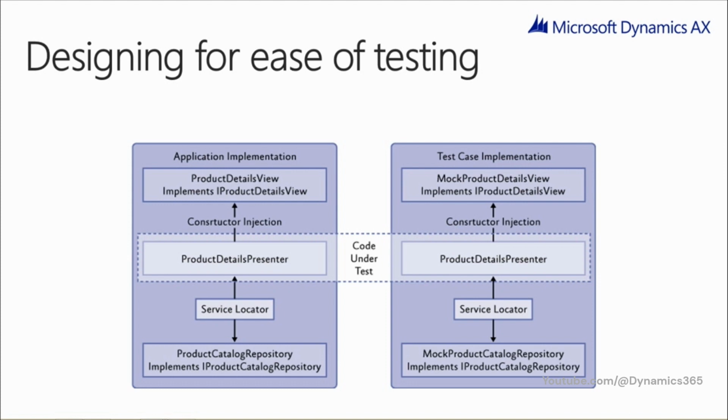Implement interfaces for your view classes and your services, such as repository classes. This enables you to replace the real class with a fake class, typically known as a stub class or a mock class. Use the service locator pattern to decouple your presenter class from specific implementations of the service that your presenter uses. This provides an interception point so that you can replace the real implementation that your presenter depends on with a fake implementation during test execution.